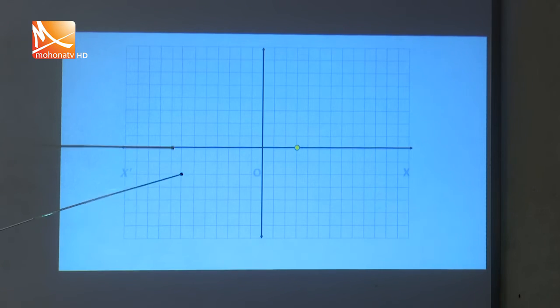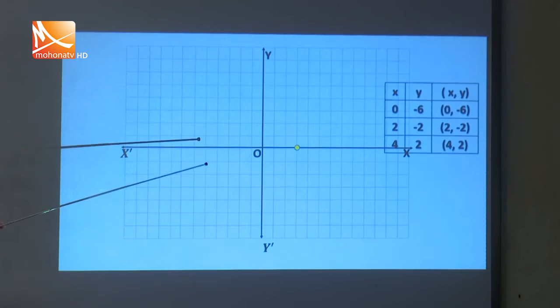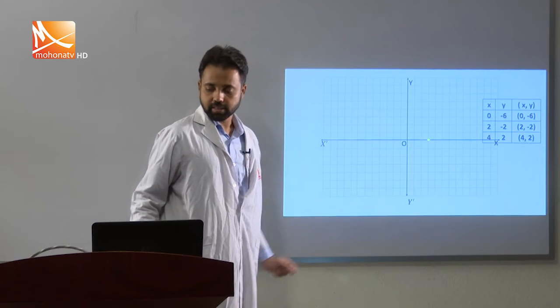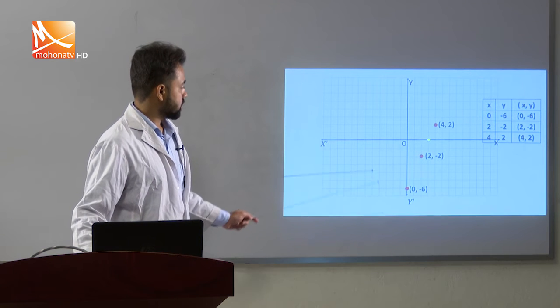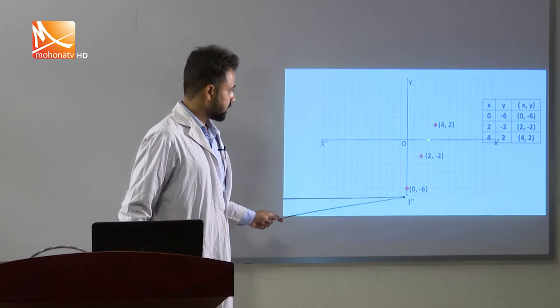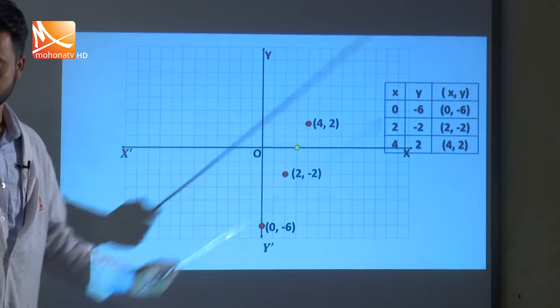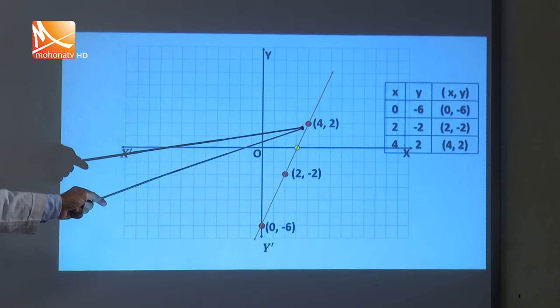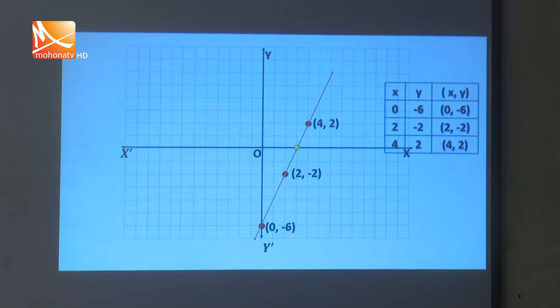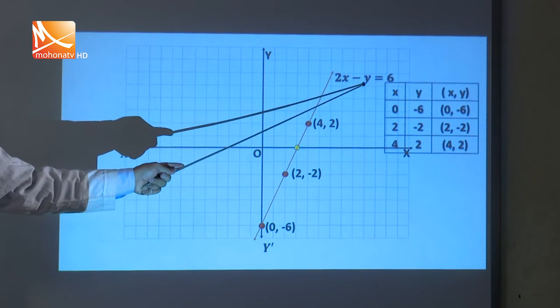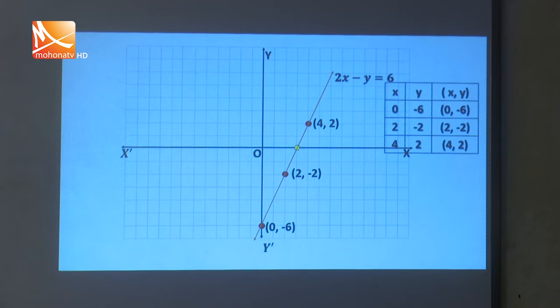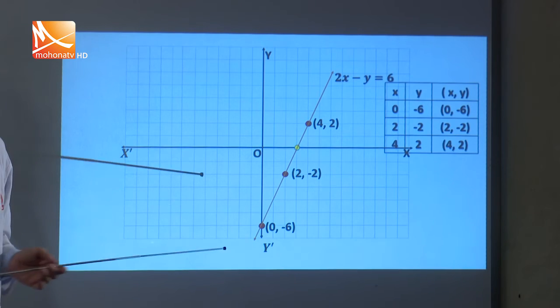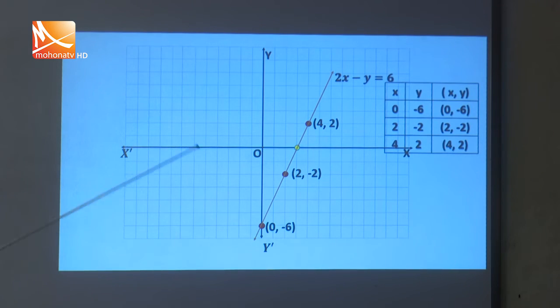So, this is the x axis, students, and this is the y axis. This is the equation of the first set. These are the points of the first set. This point is (0, -6), this point is (2, -2) and this point is (4, 2). Now, students, this is the equation 2x minus y equal to 6. In the same way, we will plot the points of the second set, that is, the second table.